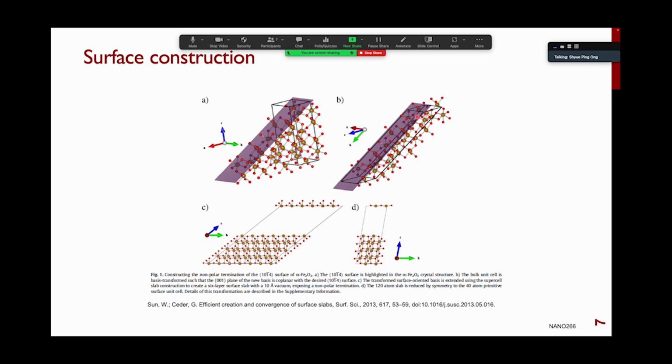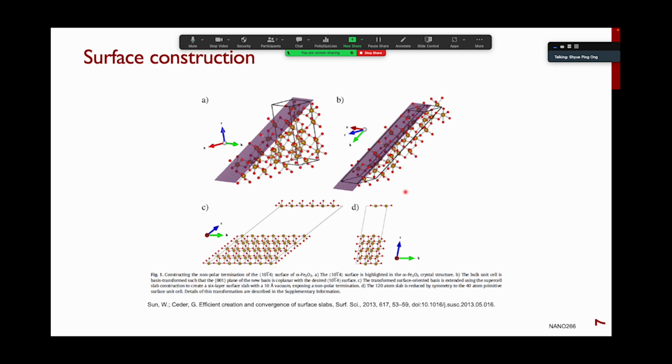And then once you create this oriented unit cell, you can do the supercell method to construct your surface plane. Okay, so the example shown here is the 10-14 surface of Fe2O3, and this is how you go about constructing this surface plane. Okay, now once you construct the surface planes, of course, you can also do a further transformation to get a more orthogonal-like surface plane. But depending on your system, this may or may not be necessary.